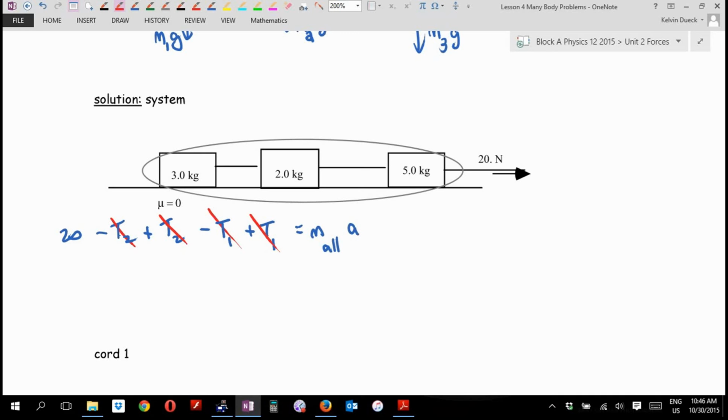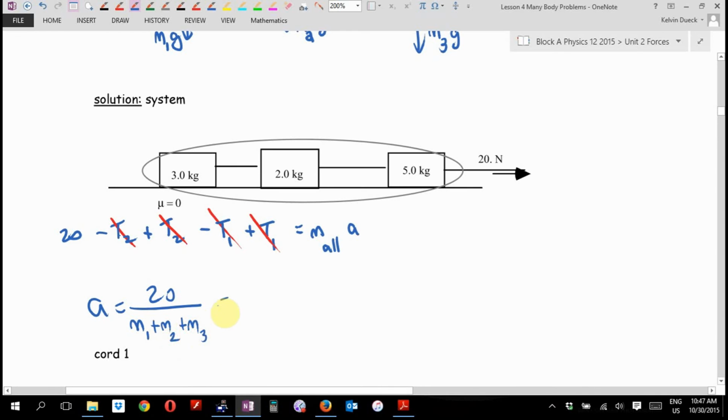Oh. Hey, Rob, what did they want me to find? What was the first thing they asked me to find? Acceleration. Oh, how would I get the A by itself? Divide by M. I love the fact that this complicated beast ends up with really as simple an equation as we could hope for. Turns out the acceleration, oh, let's go in blue, Mr. Dewick, is going to be 20 divided by mass 1 plus mass 2 plus mass 3, the mass of all of them.